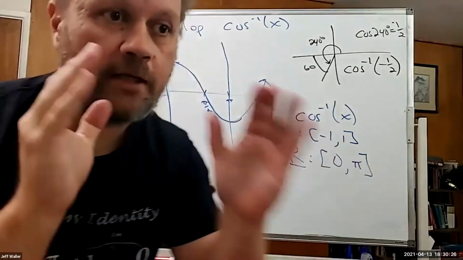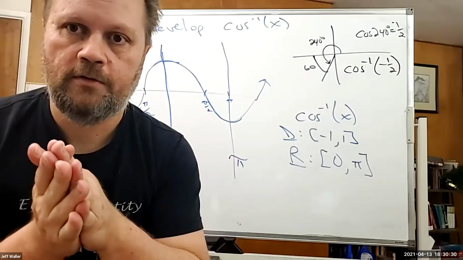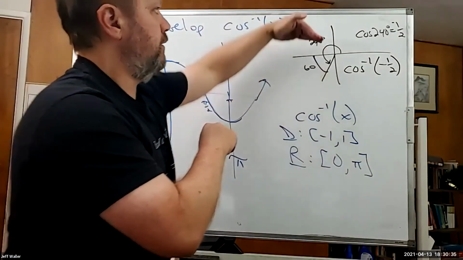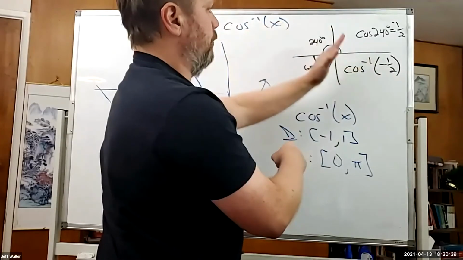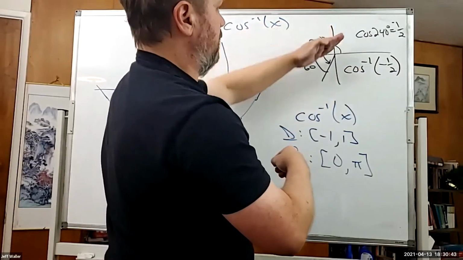Yeah, so you should get 120 degrees. Is that the right answer for what I've drawn? Does 120 have a cosine of -1/2? Yes. But what do I want? I want to be in the third quadrant. So not 120, it's got to be this way.